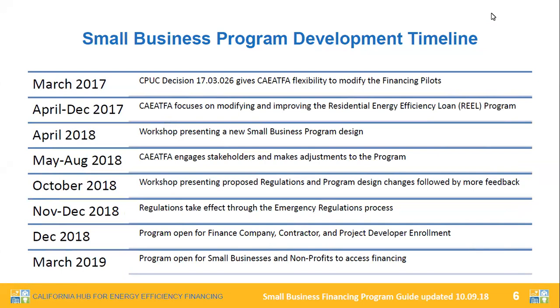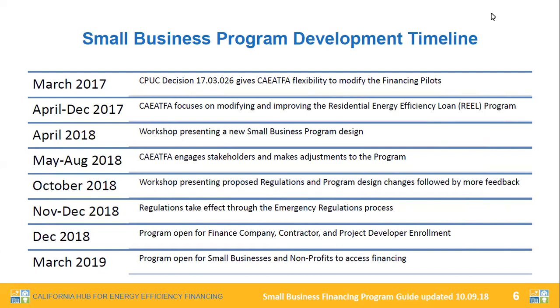First, starting with a timeline. CAEATFA has been working on the small business program design for a while. And many of you attended a workshop that we held in April of this year, where we explained that we redesigned the program after a California Public Utility Commission decision in 2017 gave us a lot more flexibility. So after that April workshop, our staff talked to about 50 different stakeholders to solicit feedback. And we've taken all of that feedback into account with the regulation text that we are presenting today.